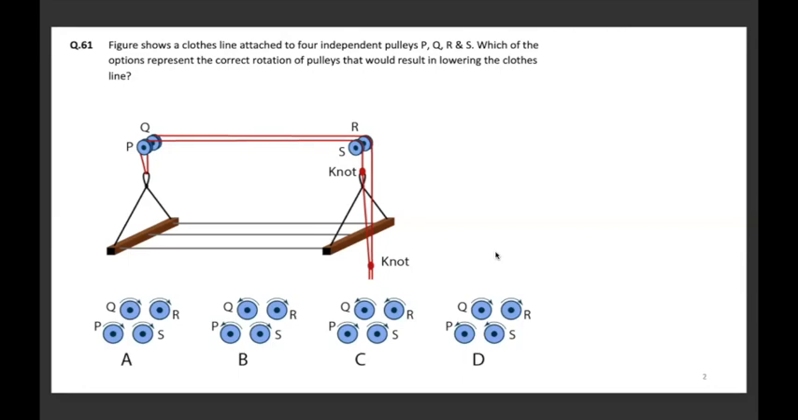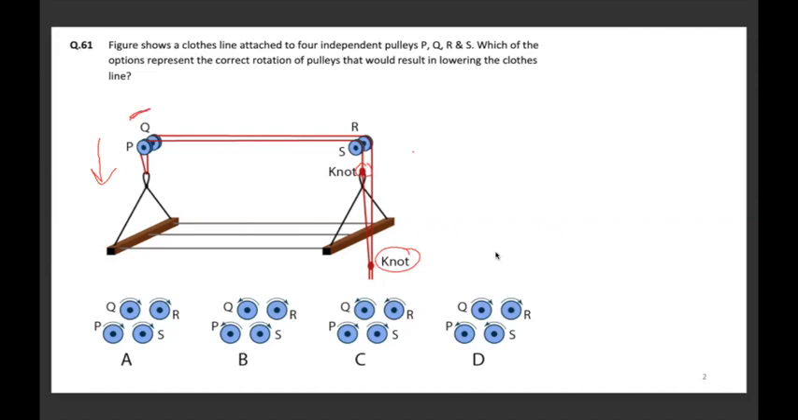What we are given is the clock line has to come down. It does not have to go up, it has to come down. Now here we see knots, here and here. So it tends to become a little bit tricky as to which way the rotation will happen. But instead of trying to figure out the rotations of R and S, we'll first try to figure out the rotation of Q, just Q, okay?